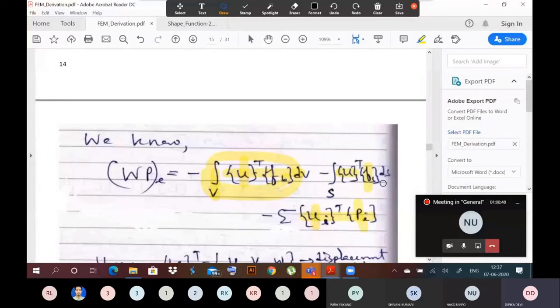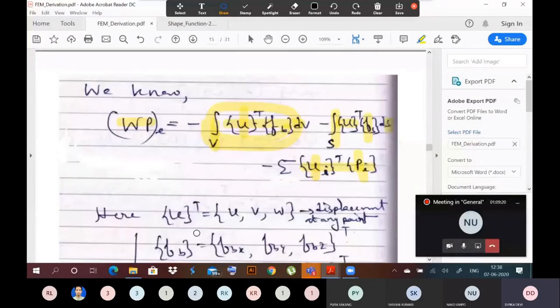So here I have written U transpose is equal to U, V, W, displacement at any point in the three directions. Fb is the body force vector, Fbx, Fby, Fbz transpose, it is a column vector. Fs is the surface traction vector, Fsx, Fsy, Fsz transpose, again it is a column vector we have used here. Then Pi is the point load acting at point i or at node i, because point load will act only at the nodes, I have already explained.